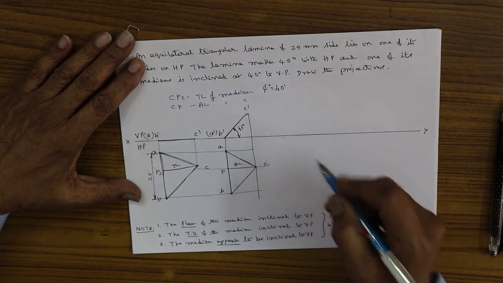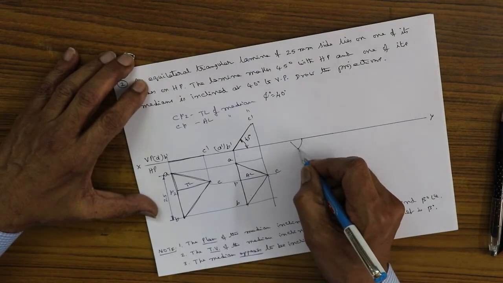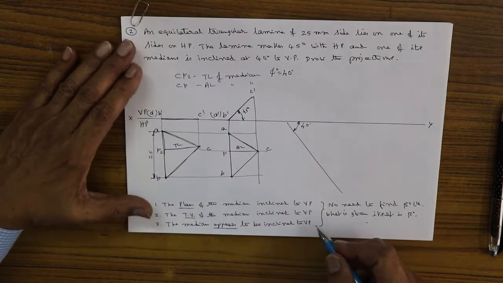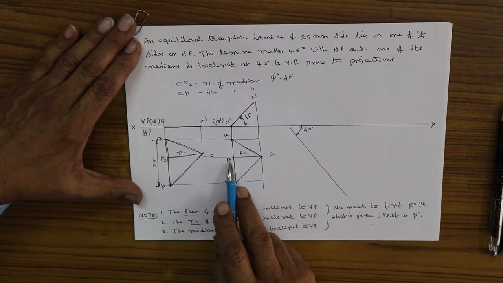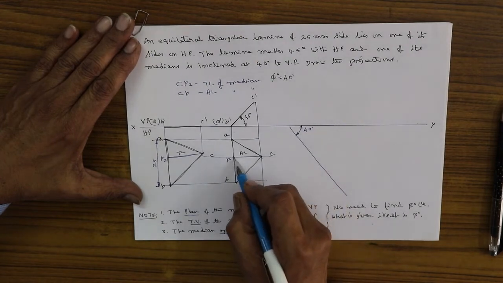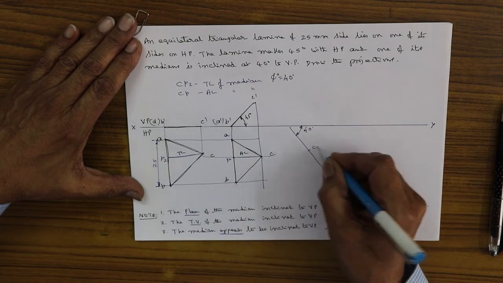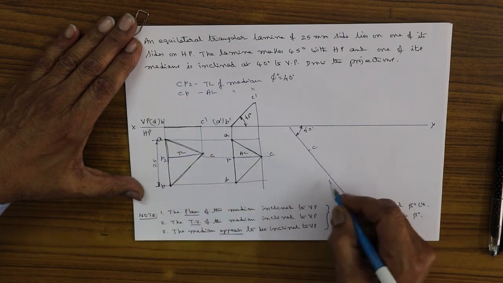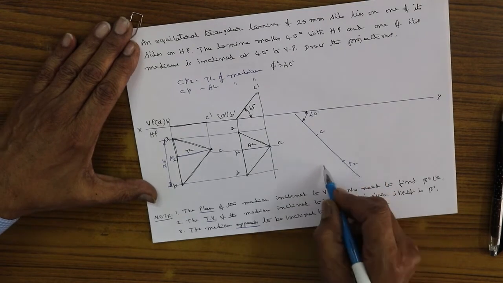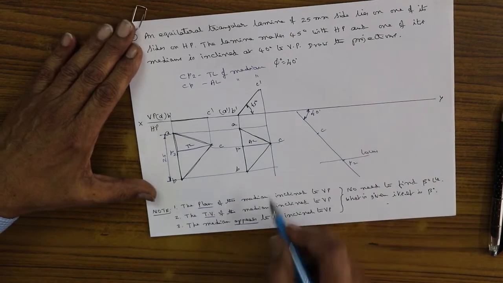Draw here a 40-degree line. That's the 40-degree line. You measure CP on the 40-degree line. Measure CP, or measure the true length. Sorry, CP2. You measure here CP2, the true length. That is P2, and draw here a locus line. That is the locus line.